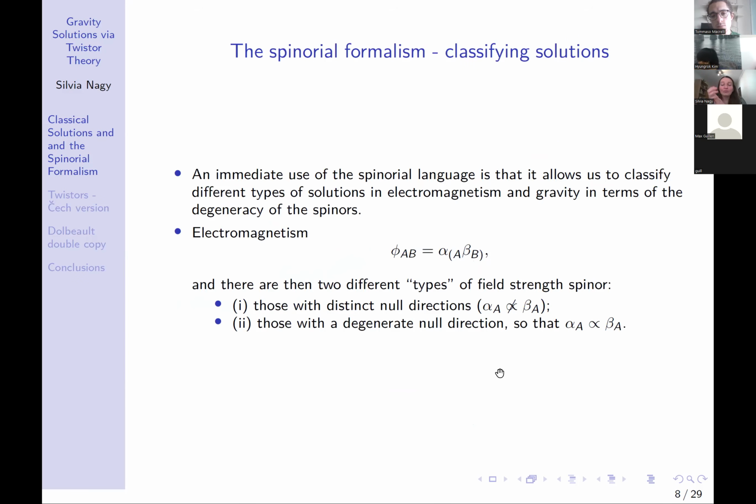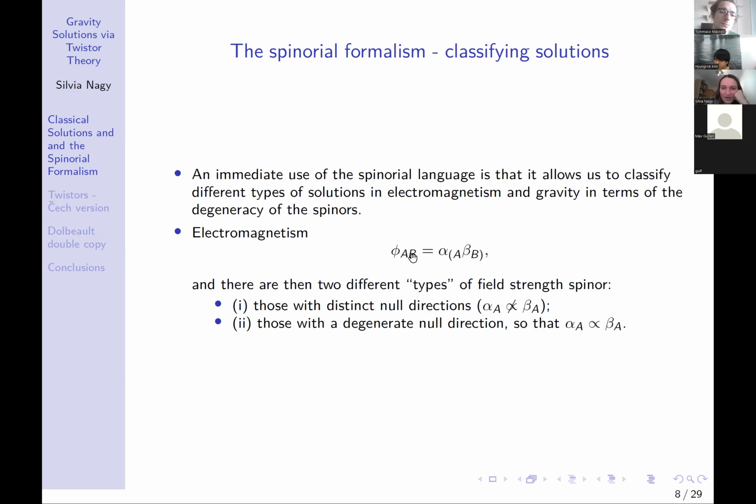Okay, so what is this useful for? Of course, in the context of amplitudes, I think people are very familiar with how useful these spinors can be, but also in the context of more classical gravity solutions and more classical electromagnetism solutions, it turns out that writing things in terms of these spinors is very useful if we want to classify what kind of solutions we have. So let's start with the simple one in electromagnetism.